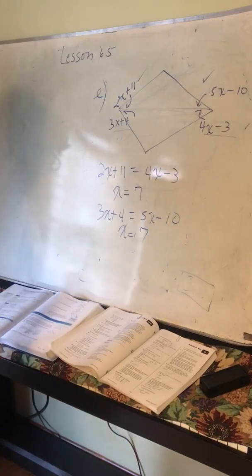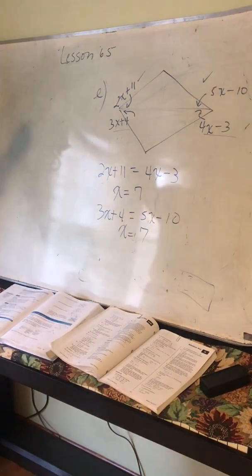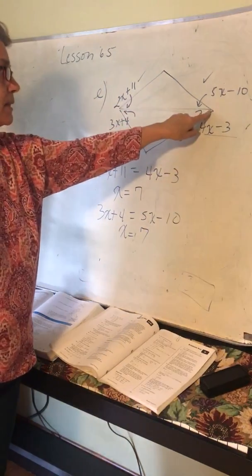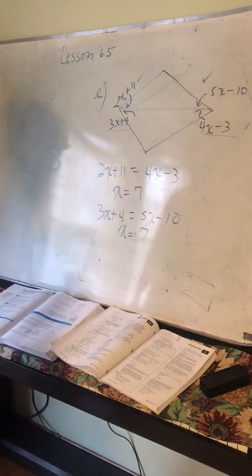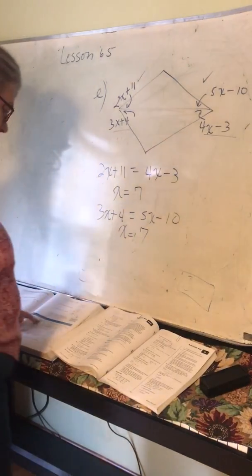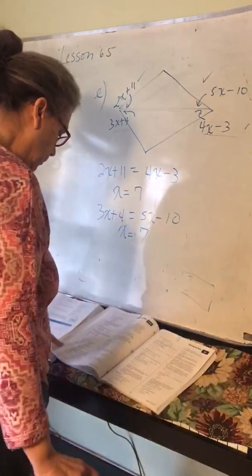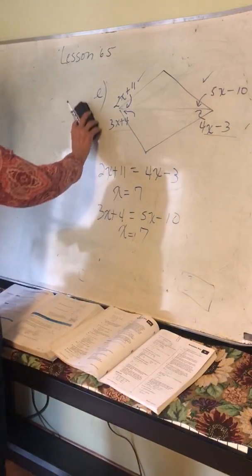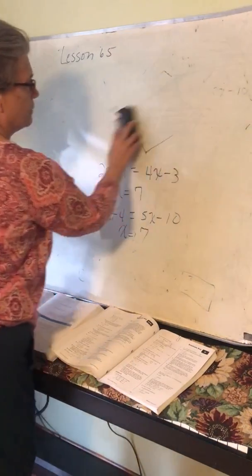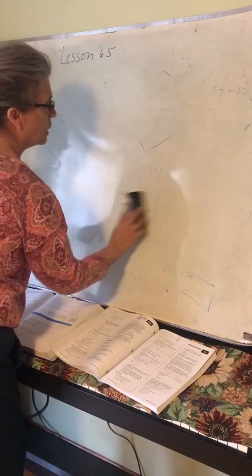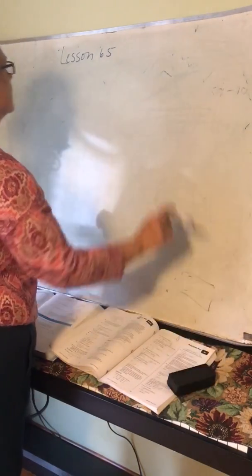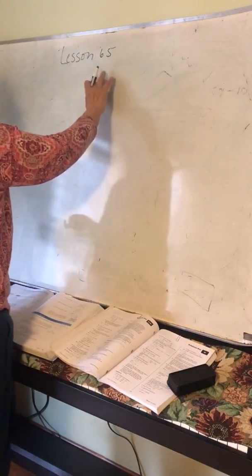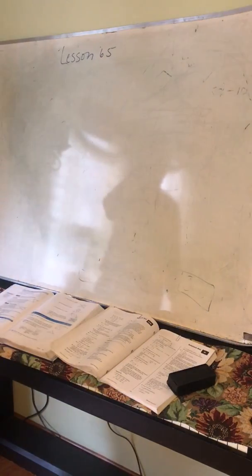And so all are equal, they're bisected. They're being bisected by the diagonal. So this one is a rhombus. Okay, that is the end of the lesson 65 practice problems for your homework assignment.